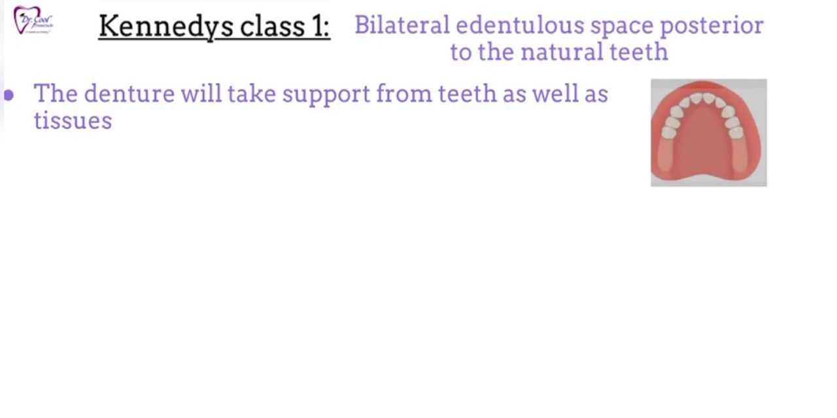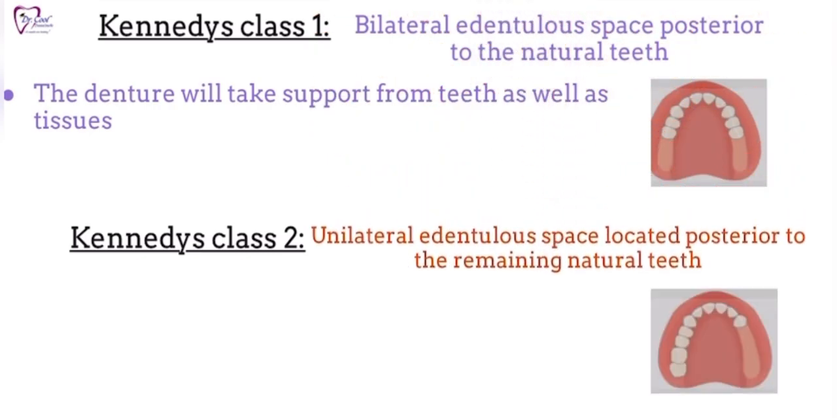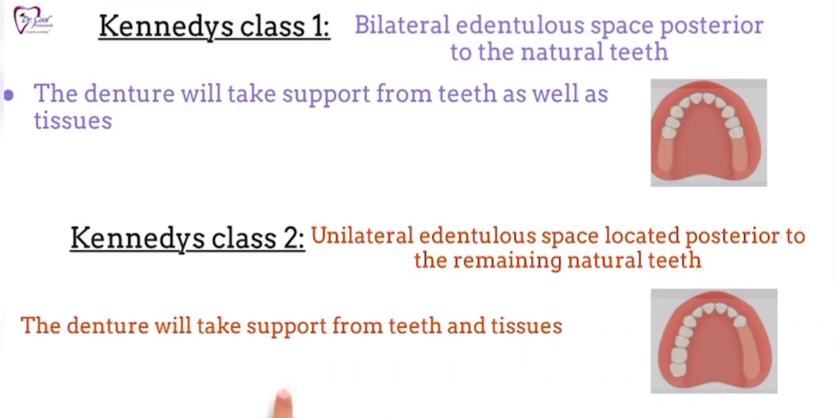Kennedy's class 2 is a unilateral edentulous space located posterior to the remaining natural teeth. In the diagram, you can see it is the one-sided missing teeth. Here also the denture will take support from teeth as well as tissues. You can appreciate the difference between these two classes. Class 1 is bilateral edentulous space and class 2 is unilateral edentulous space.